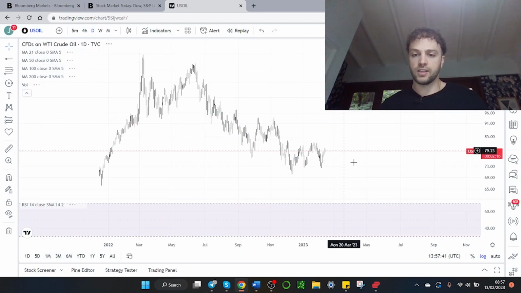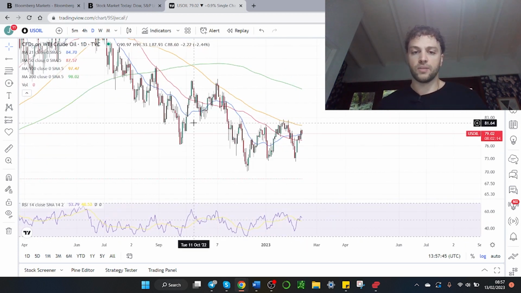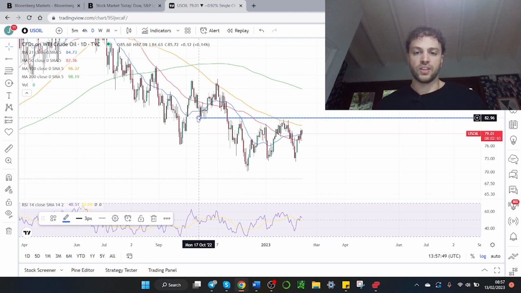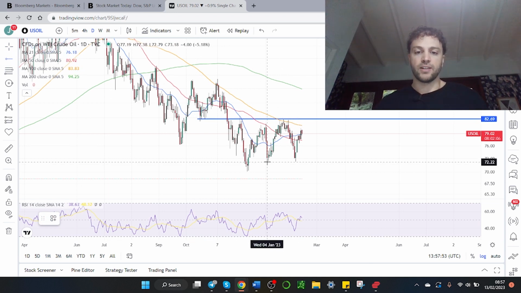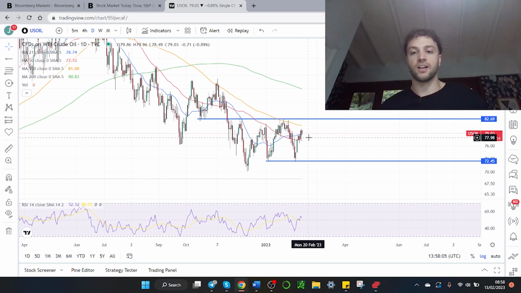Turning to crude oil, which is still within its recent range. I've been talking about recently how I think it's probably going to stay in this range because you've got the dollar strengthening and potentially a risk asset correction, which could keep the lid on oil. We've also got concerns still about a bad growth outlook in various parts of the world. We're not sure about the US. Potentially, they can avoid a recession. Maybe they can't. We don't know.